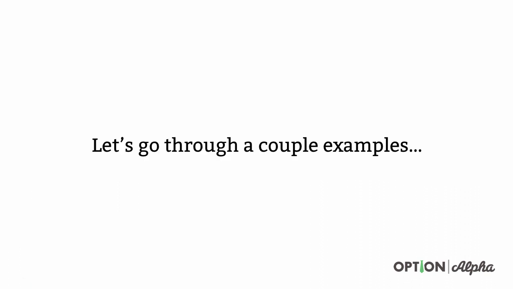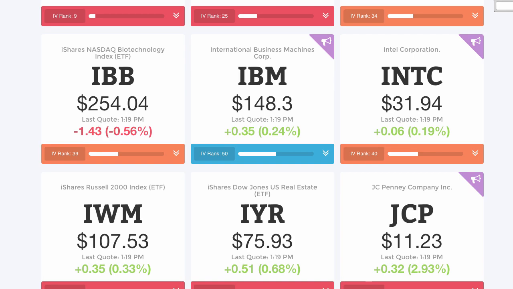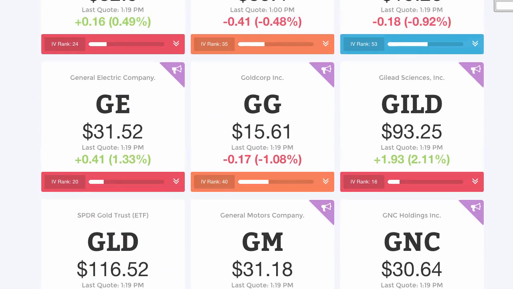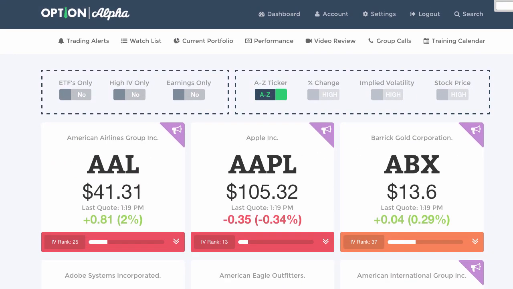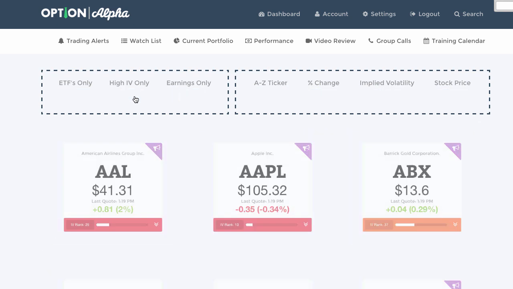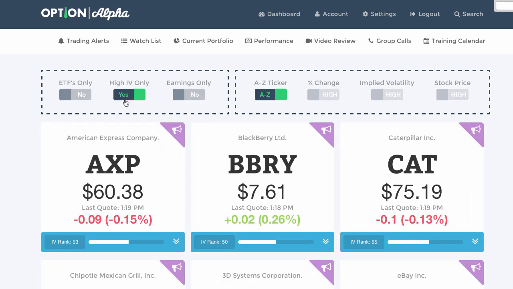So let's work through a couple of examples here, just to get the feel for everything that we're looking at. Inside of Option Alpha, we have built a watch list that makes it incredibly easy for us to go through and find high implied volatility or low implied volatility trades. If you just want to target high implied volatility stocks and ETFs, you can filter out everything that has low implied volatility. We do the calculations through our software and the formulas that we wrote, and it pulls in all of these numbers to tell you exactly where implied volatility is for any stock that you're looking at.